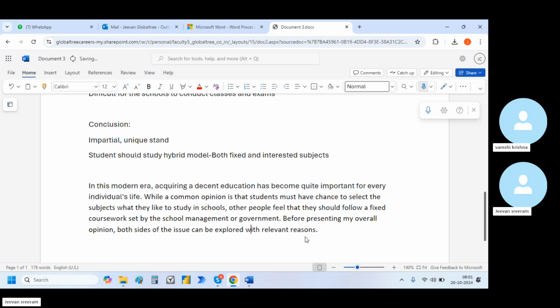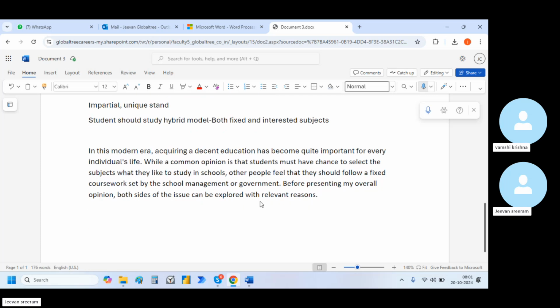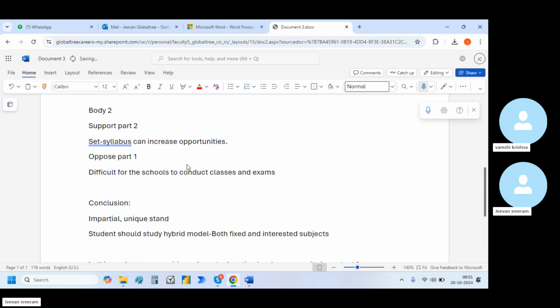With relevant reasons. Yes. Now this is the introduction. Enough for the given topic. Okay. So in this modern era, acquiring general topic statement, and this is the contrasting statement, and this is the thesis statement. Clear? Clear, sir. Yeah. The next one, in the body paragraph one, what's the scratch work we have?